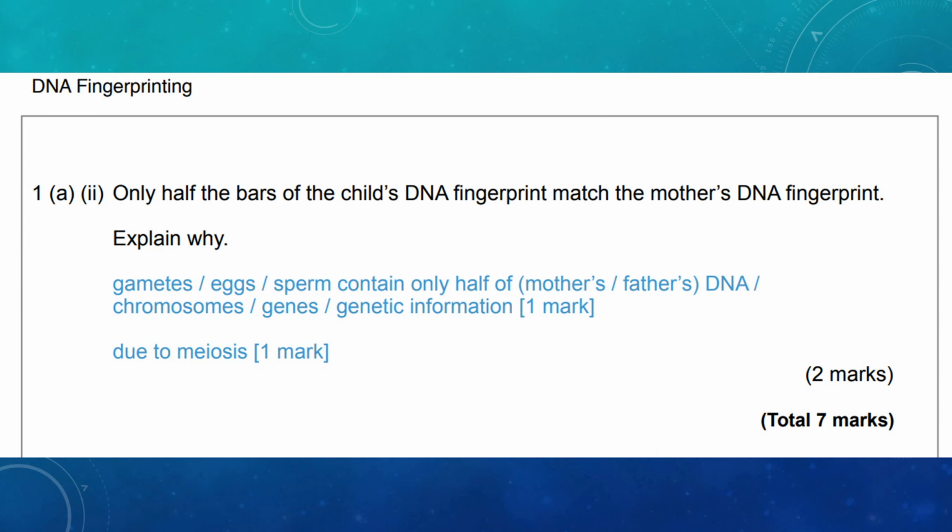For the explanation of why only half of the child's DNA fingerprint matches the mother, it's to do with the gametes. So the gametes, or you can describe them as eggs or sperm, contain only half of the mother's DNA. Remember, there's only 23 chromosomes in the human sperm, 23 in the egg. So when they join together at fertilization, they make 46. And the reason why there's only half numbers is due to meiosis. Remember, this is the type of cell division that creates the gametes or the sex cells. So mark your score out of seven.